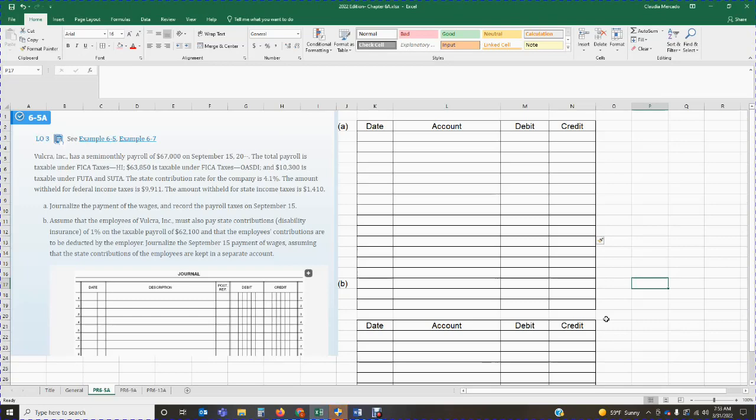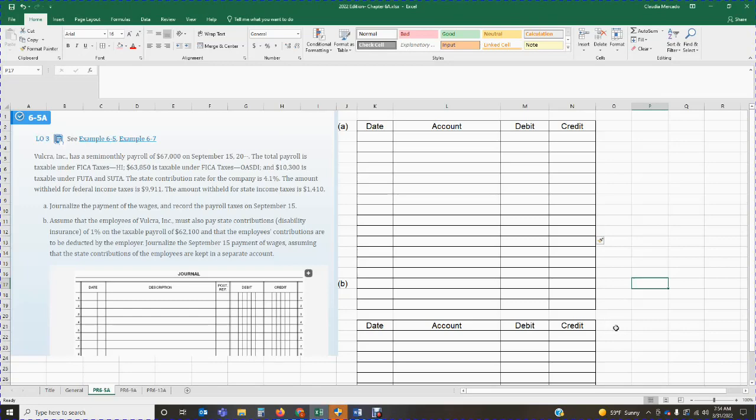In the first requirement, we are being asked to journalize the payment of the wages and record the payroll taxes on September 15th. So we have to record the payment of the wages to our employees, and then on a separate line item, we have to record the payroll taxes that the employer has to pay for having these employees work for the company. So we have two separate entries that are going to be done for requirement A.